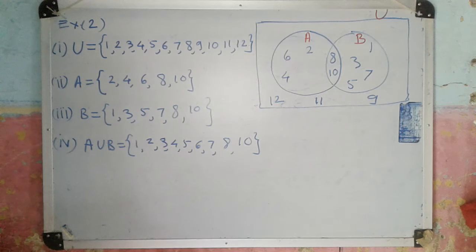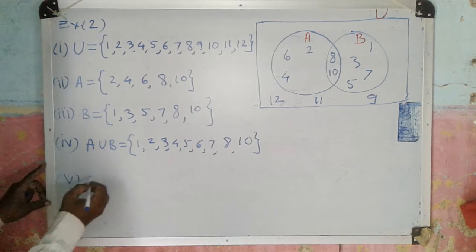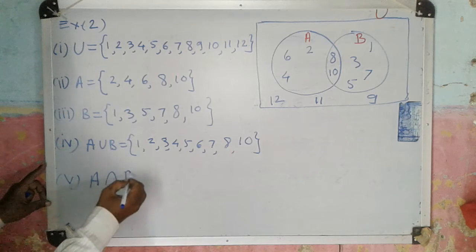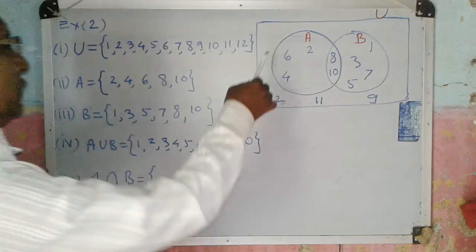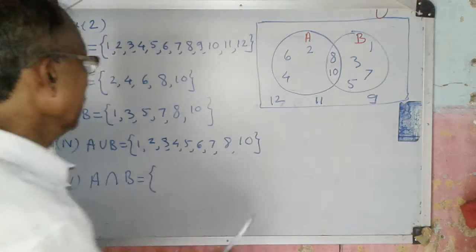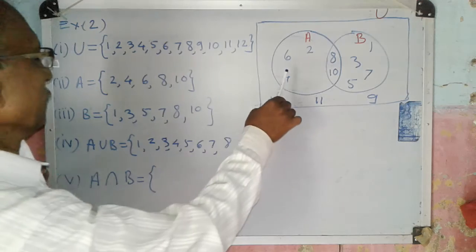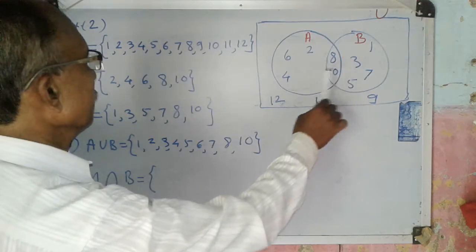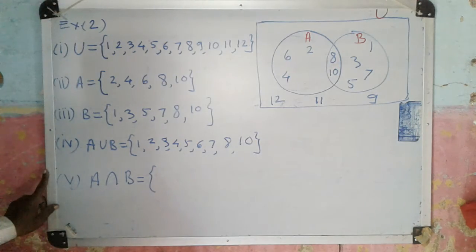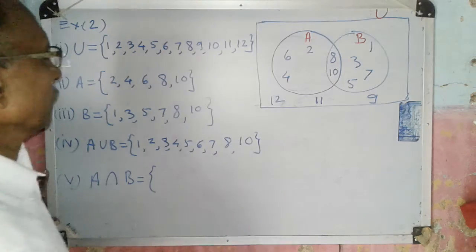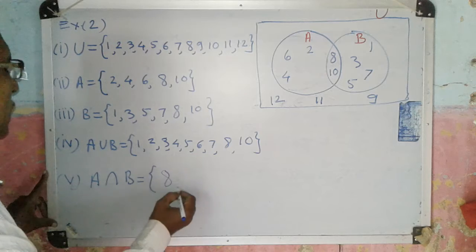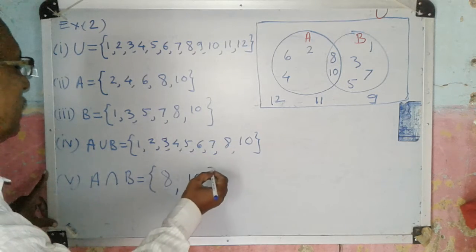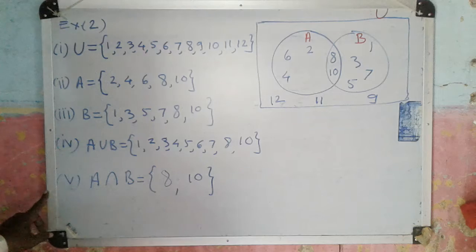And the fifth is A intersection B. Set A, set B. The intersection means the common elements of both the sets. So 8 and 10 are the common elements. So here A intersection B is equal to the elements 8 and 10 only. Only these two elements are common.